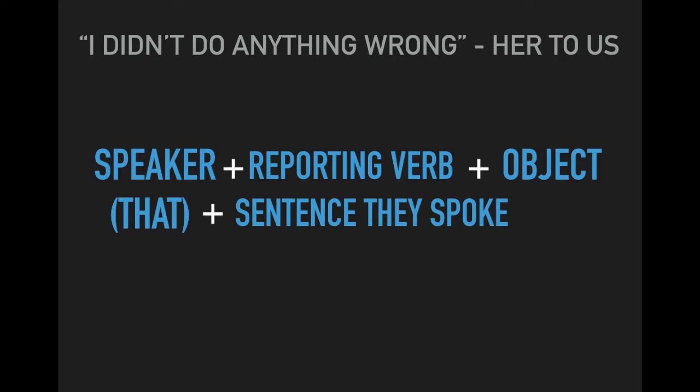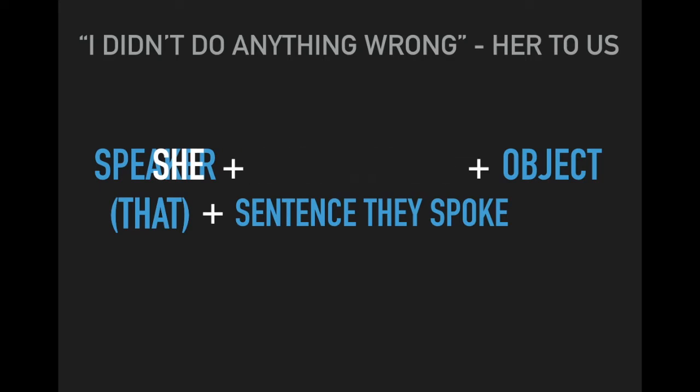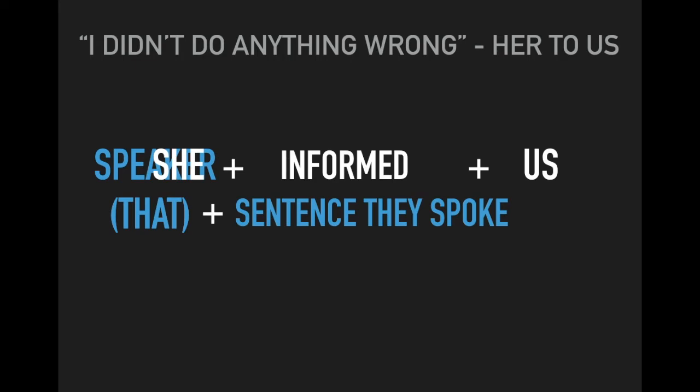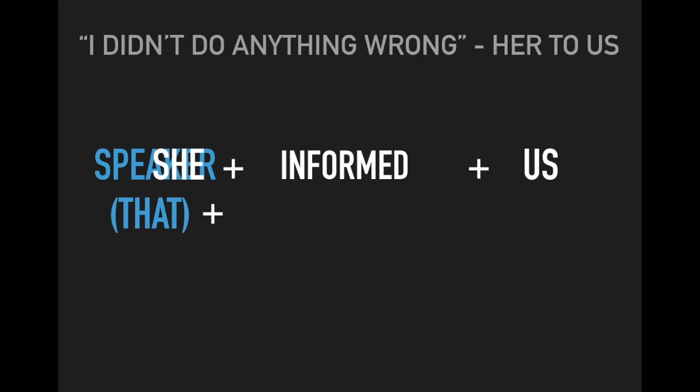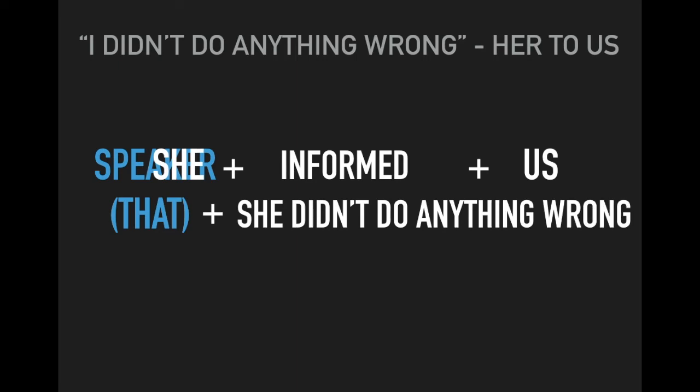Okay, so we're back to see how to make this sentence reported speech. So the speaker, again, is going to be she. The reporting verb is informed. Then the person that they're speaking to is us. Sorry, the blue text didn't disappear. I made a mistake there. But you can see she informed us that, and same thing from the first one, she didn't do anything wrong. And so you get this sentence at the end. She informed us that she didn't do anything wrong.